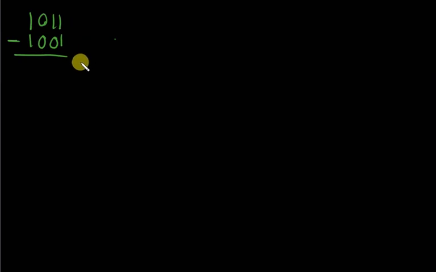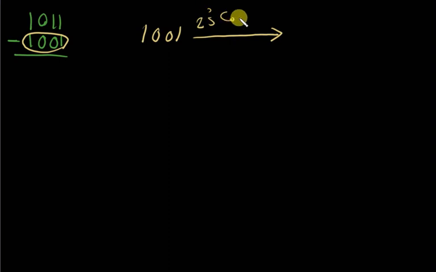So I have the numbers 1011 minus 1001. Now I want to change this number to a negative number, but I want to use 2's complement. So I will write it here, 1001, and I want to change it to a negative number using 2's complement.